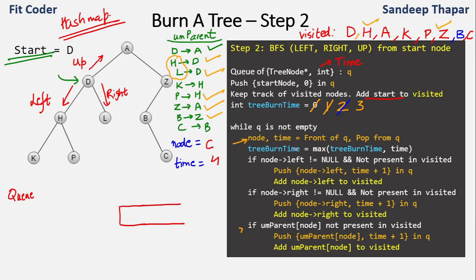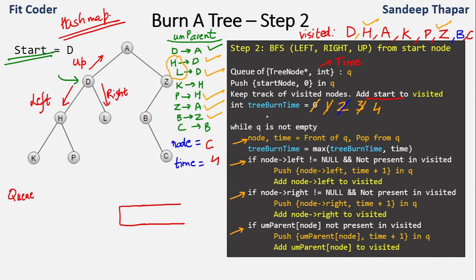The tree burn time is now the maximum of 3, 4, so it becomes 4. We check left of C, so this is null. We check right of C, this is also null. And the parent of C is B, but B is already visited, so this if condition is also false.